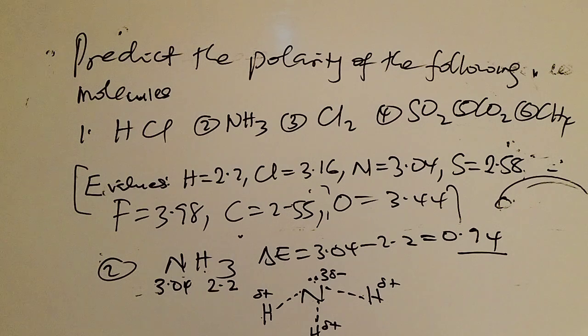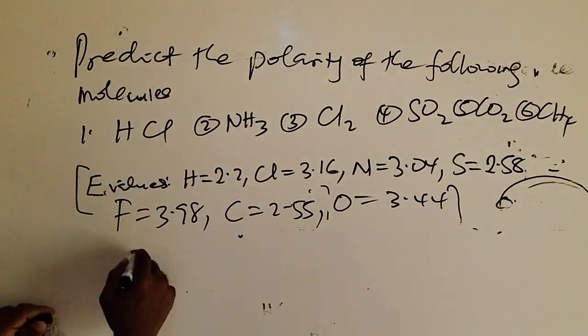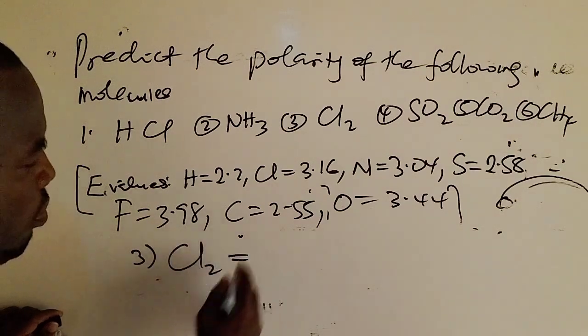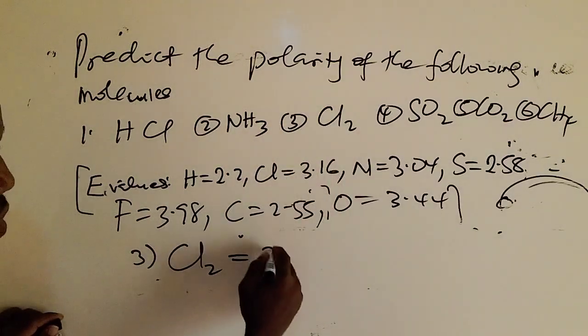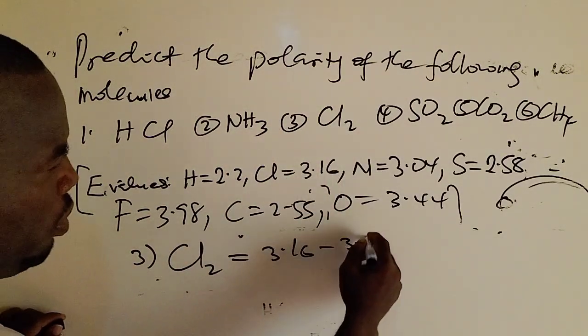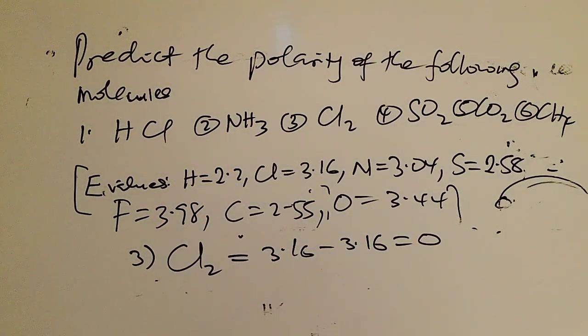The shape is not symmetrical, so it's a polar molecule. And also we have a large electronegative difference between nitrogen and the hydrogen. Going to number 3, chlorine. We have 2 atoms of equal electronegative value, chlorine. So the difference between the two of them will be 0. So chlorine for sure is a non-polar molecule.